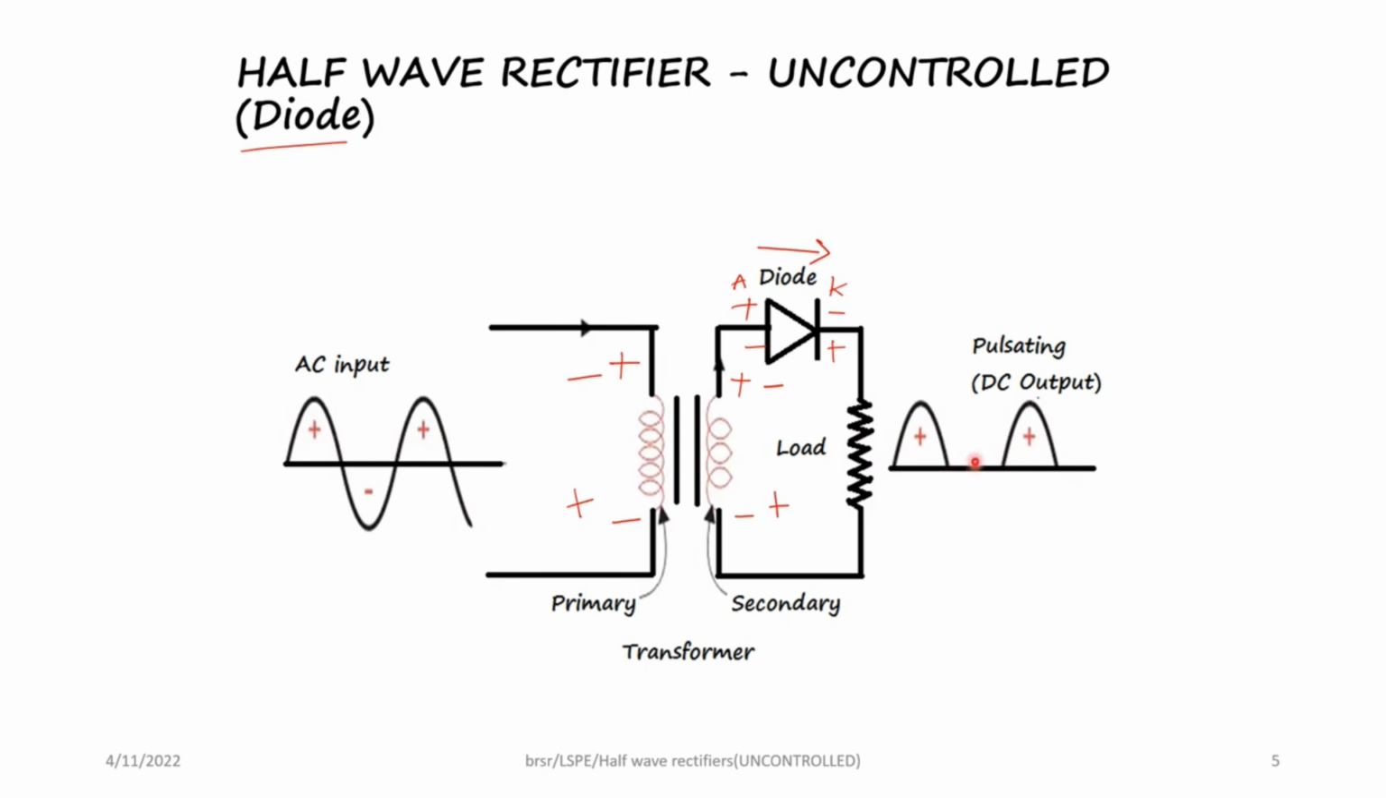By using proper filters like capacitors just across the load, you will be able to make the output almost a straight line. This is called an uncontrolled rectifier because we have used a diode here. If in the same place a thyristor is used, it is called a controlled rectifier. The output will be slightly different from this case. That we will see in the next lecture. This is a half wave rectifier, uncontrolled. The controlled rectifier we will see in the next lecture.